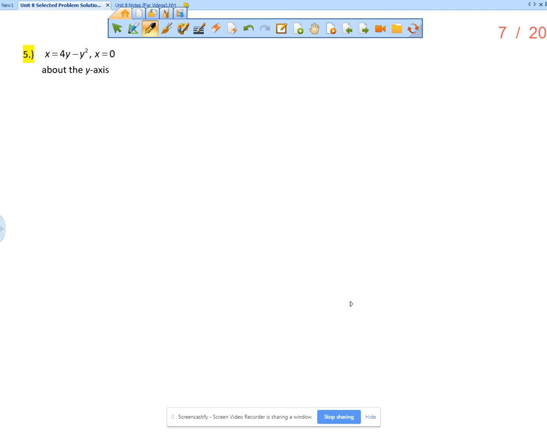This is the solution for section 8.2, problem number 5. The directions for problem number 5 say, find the area of the region bounded by each set of graphs. x equals 4y minus y squared, x equals 0, about the y-axis.